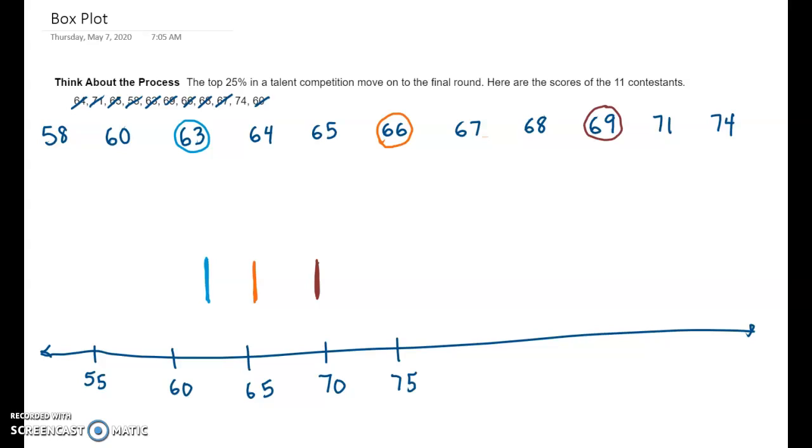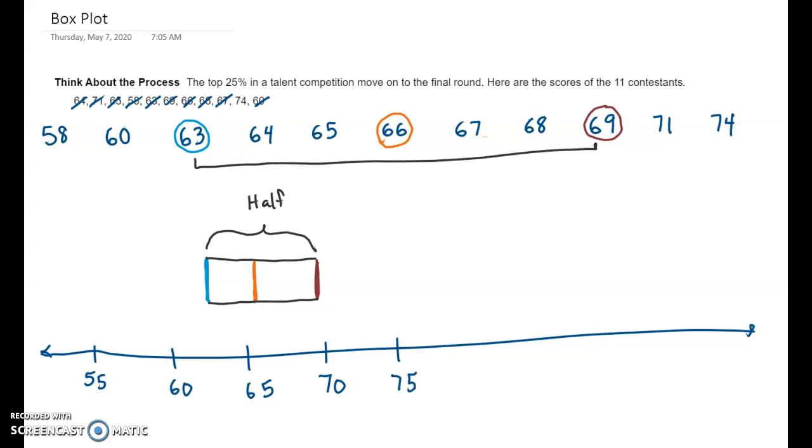And those three numbers form my box of my box plot. So this is my box. And I know that half of all of my data is in here. And it's not just any half, it's the middle half of my data. So it's the part of my data that is the most average is going to fall inside of that box.